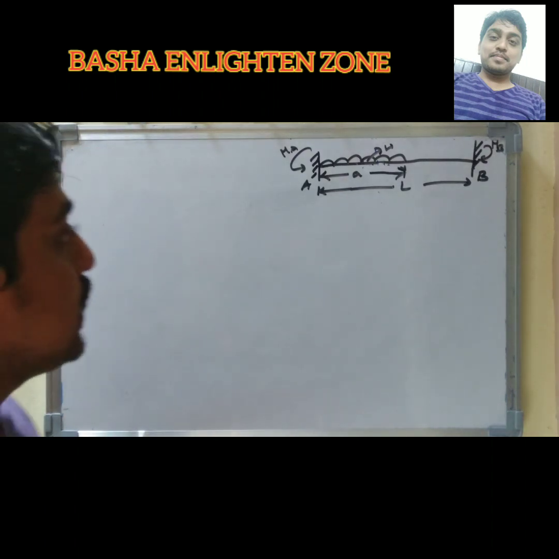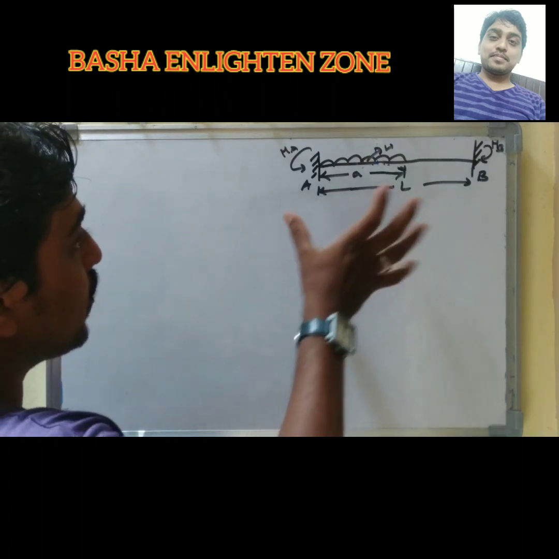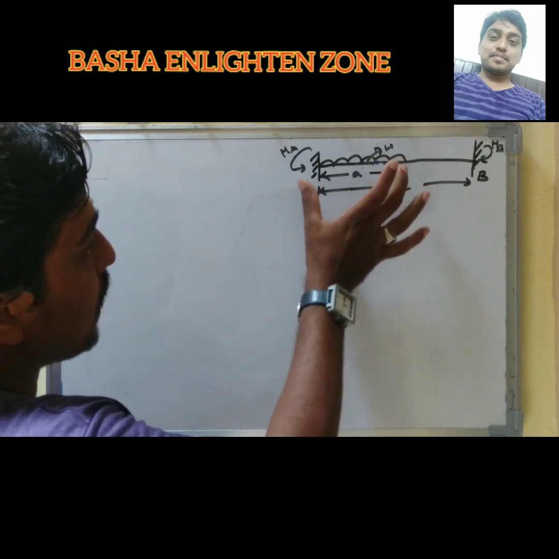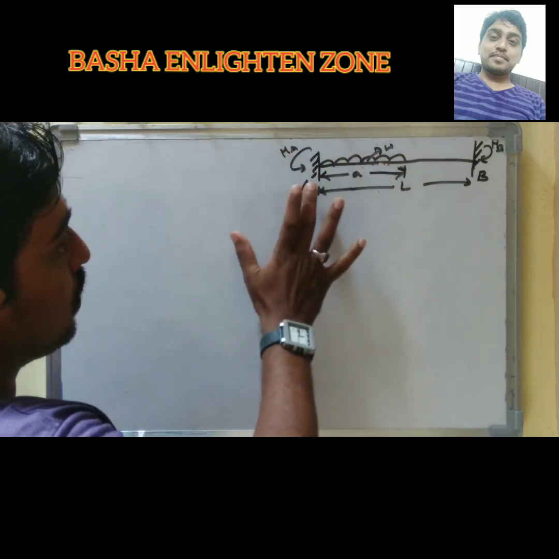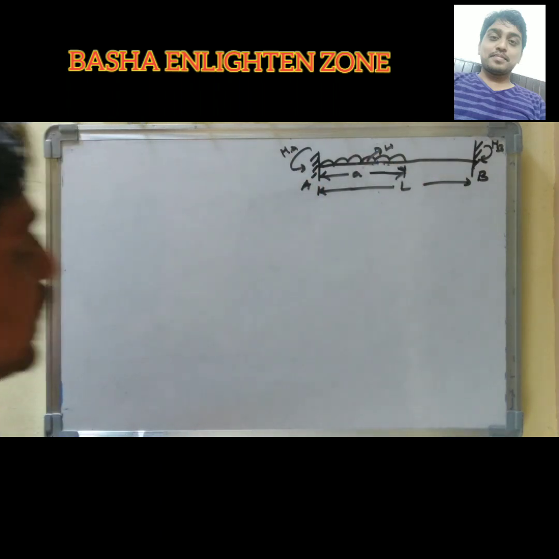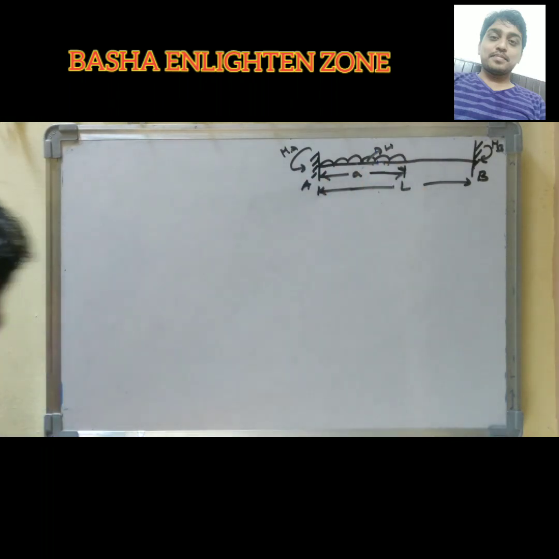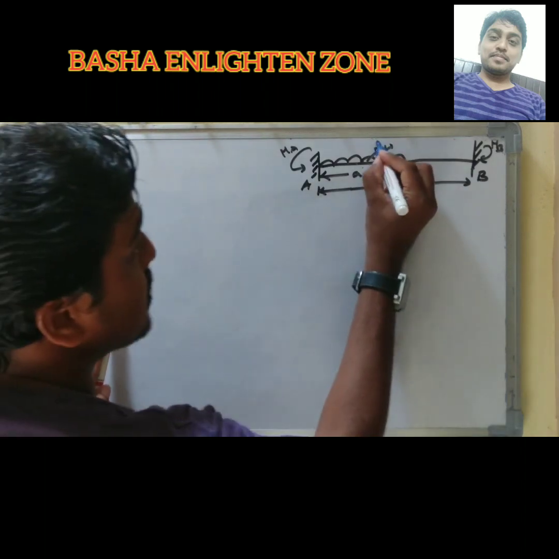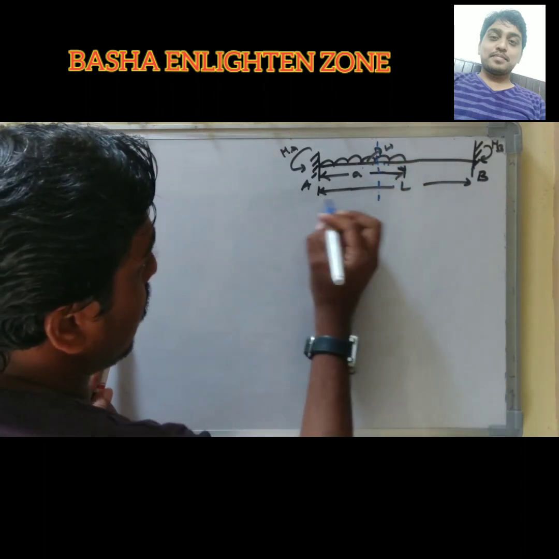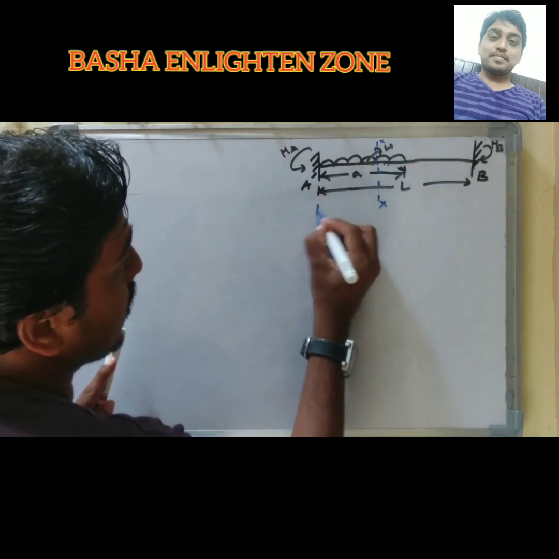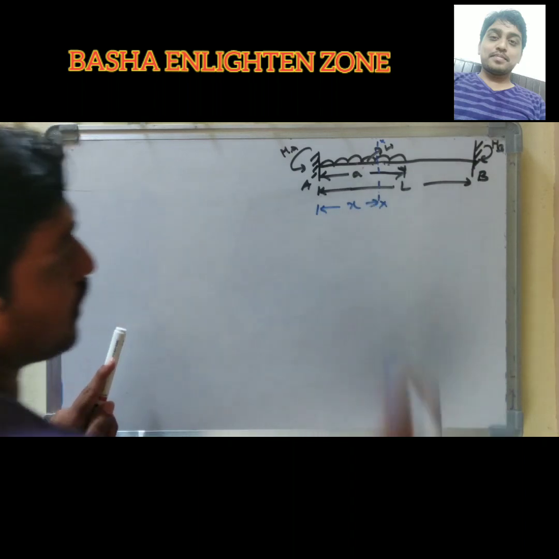So here in this topic I would like to discuss a fixed beam carrying a UDL, uniform distributed load, at a given distance from NDA. See here in the figure, the UDL is applied at a distance A from NDA. Here I am considering a section XX at a distance X from NDA.